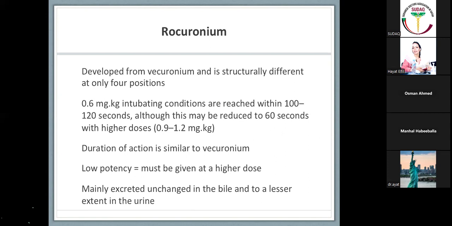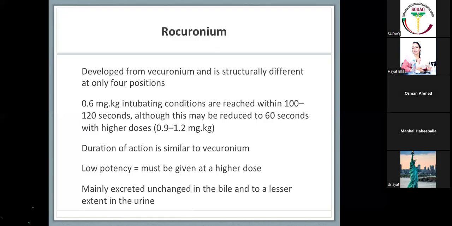Rocuronium is developed from vecuronium, and it is an amino steroid, and it differs from vecuronium only in the 4 position structure-wise. Rocuronium is now commonly used. It is less potent, so it is given in a higher dose. Giving it in a higher dose increases the transfer between the central compartment and the neuromuscular junction, so the onset time is reduced pretty much. So it is fast acting.